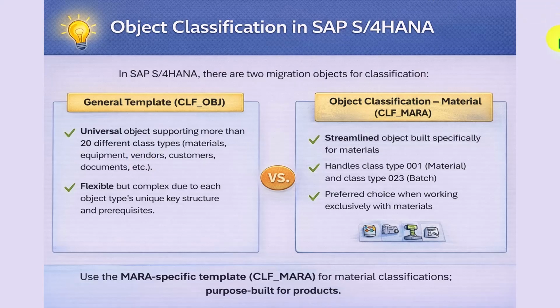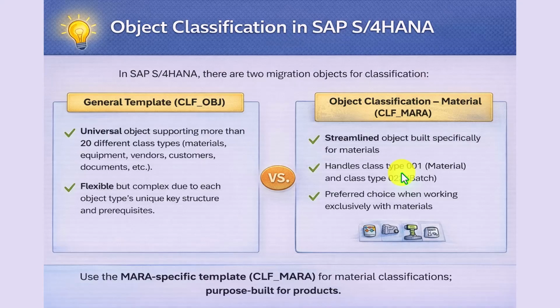On the other hand, the Mara specific template, and remember Mara is the table name in the SAP system representing general material data, is streamlined and built only for materials. It handles class type 001, which is standard material classification, and class type 023, which is batch classification for materials.